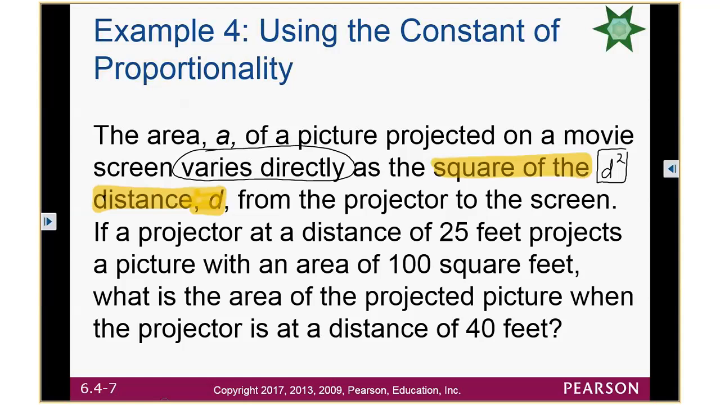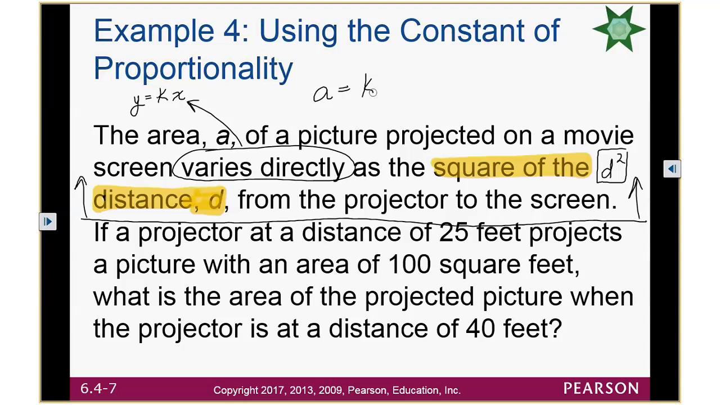From the projector to the screen, if the projector, okay, just stop. Stop right here. Everything above here is figuring out the what? The formula. So we got y is equal to k times x. That comes from this. The area, what is A going to be? Where are you going to insert A for? Y. Because you read from left to right, and Y comes first, A comes first. So the area of the picture on a movie screen varies directly as the square of the what? Distance. So that'd be K times what? D squared. And now you're ready for the second part.